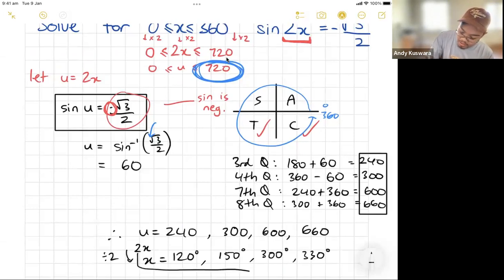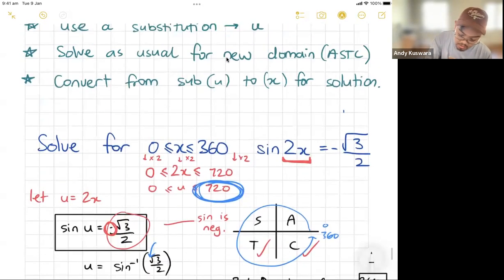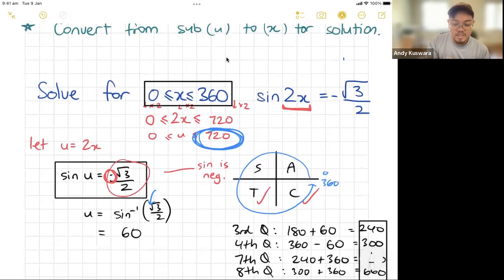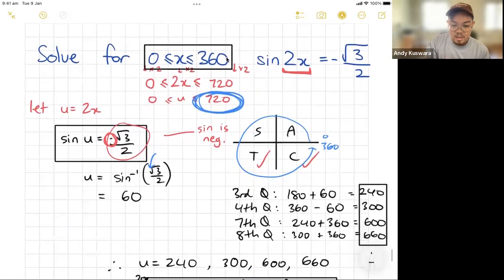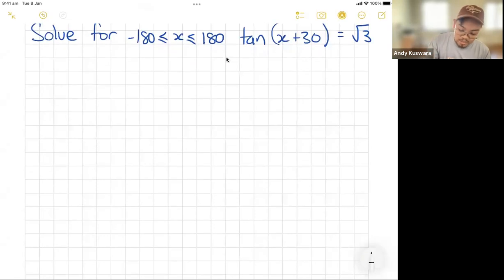Now just take a look here. Let's double check: are all our solutions of x between 0 and 360? Yes. So it's a little bit of back and forth, but that's how we would solve something like this. For the interest of time, I am going to skip one of these questions because it's the same deal.